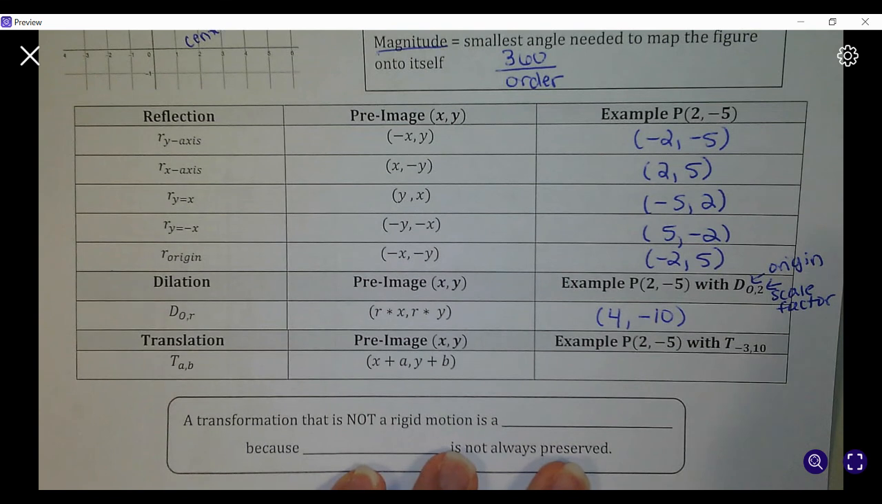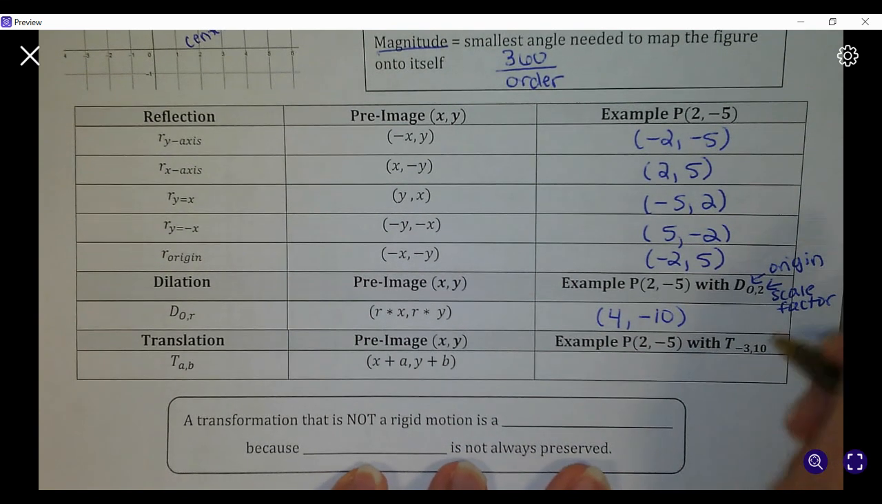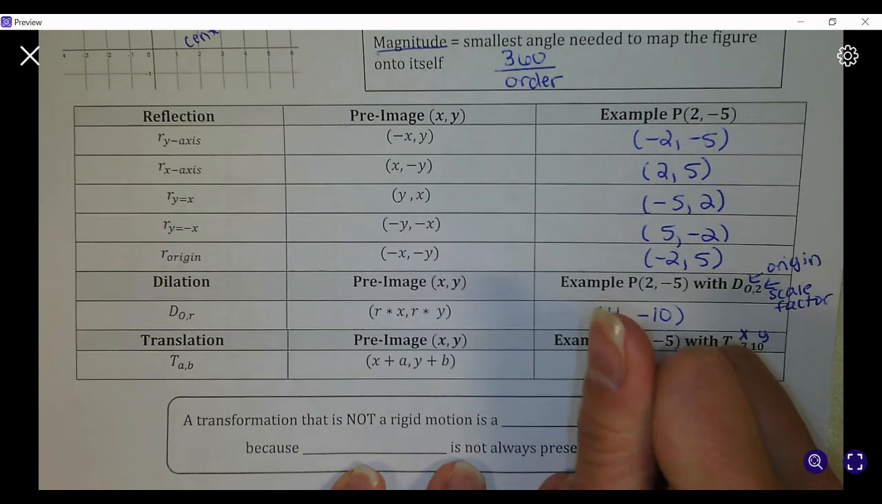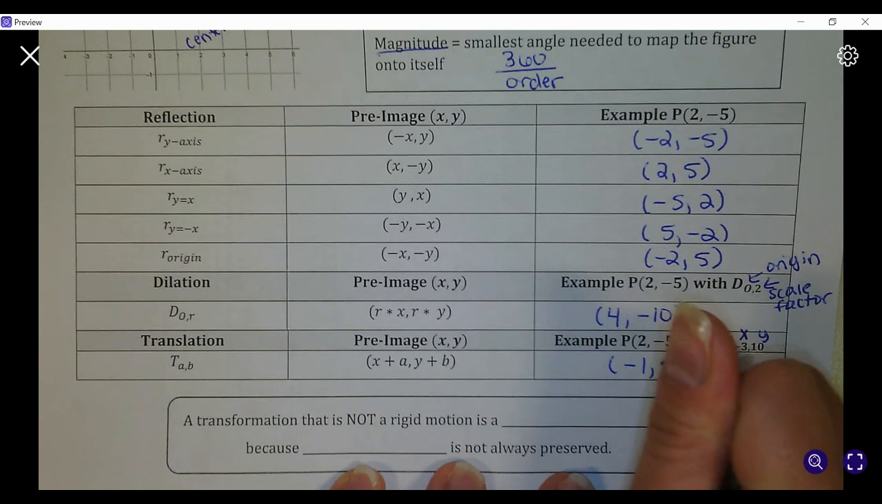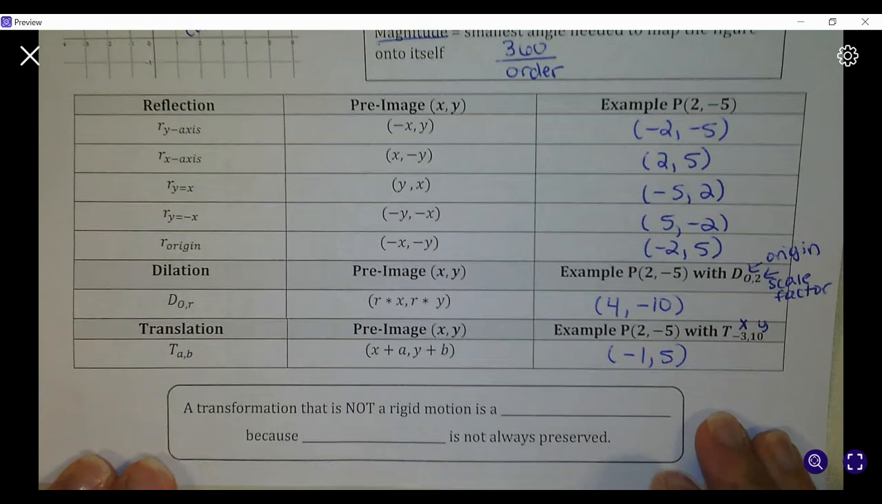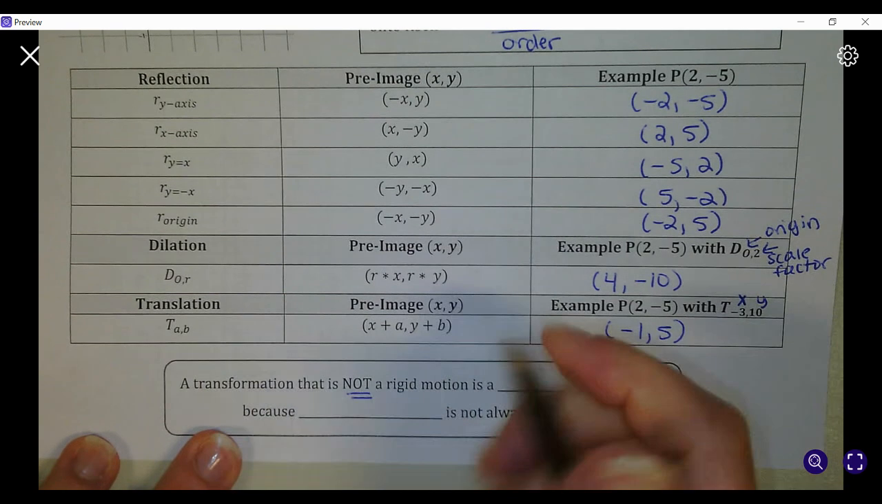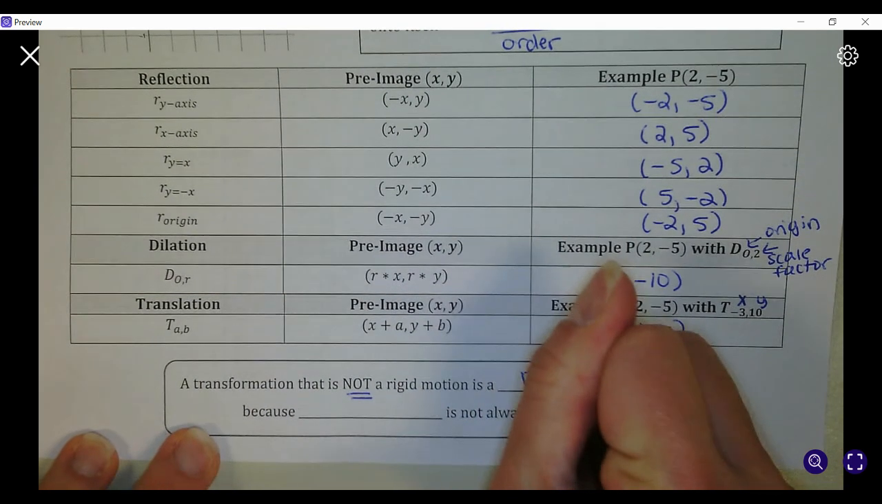When you translate, you're adding. I think of T kind of looks like an addition sign. In this case, you're adding negative 3 to the x and positive 10 to the y. So this coordinate becomes (negative 1, 5). I kind of said this in the video already, but a transformation that is not a rigid motion is a dilation. Now, how do I know that?